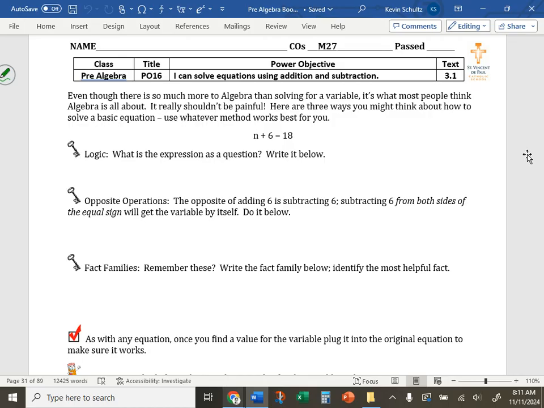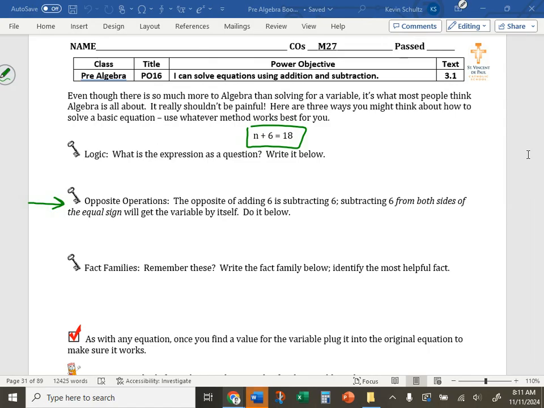So, we're going to start with n plus 6 equals 18. And you know, I used to teach like 3 different methods on how to solve this. And there is one that's the most efficient. It's the best one to use. Opposite operations. It should have been what you've been taught when you solved equations in the past.